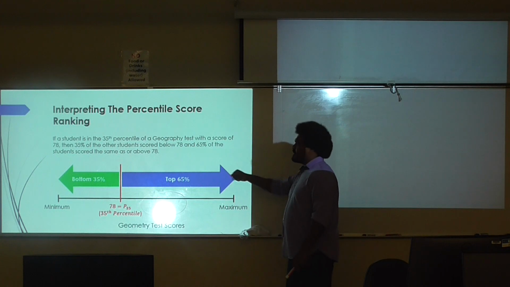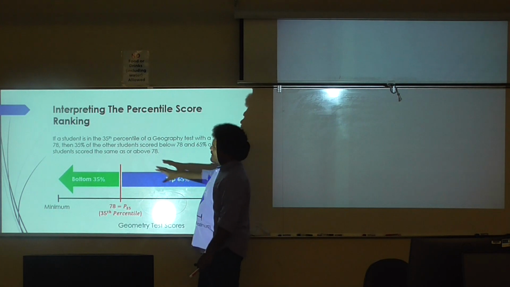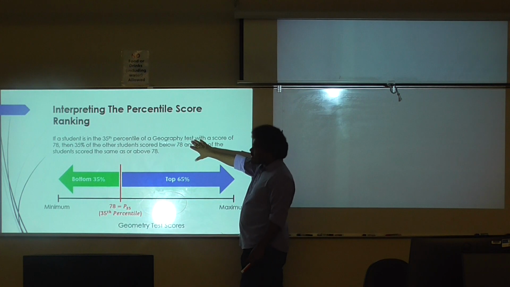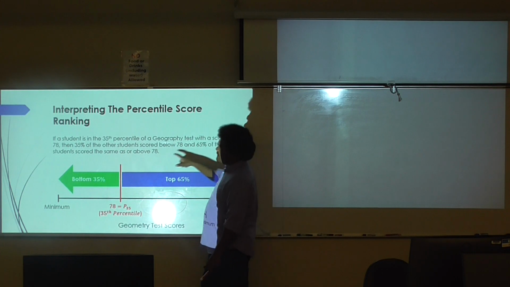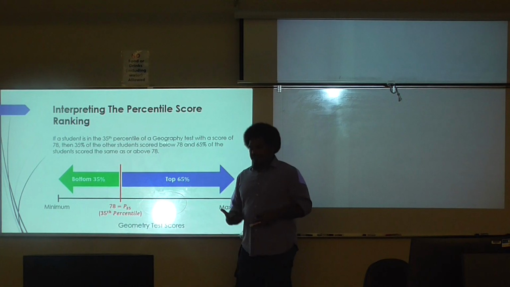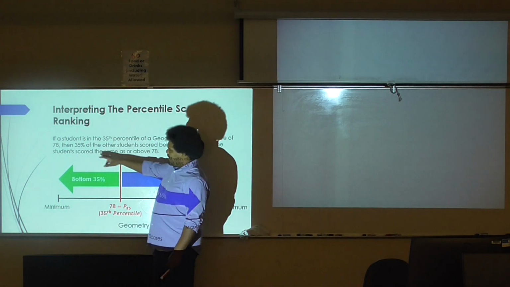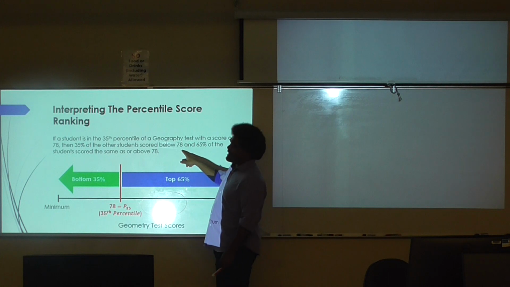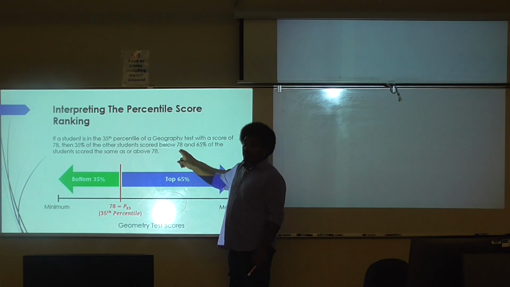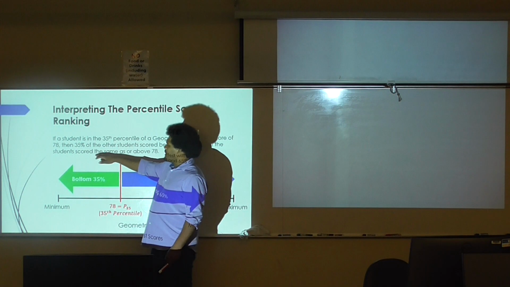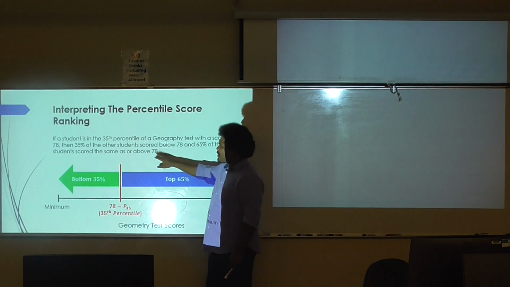Okay, so over here, if a student is in the 35th percentile of a geography test with a score of 78, how do we interpret this? Well, we interpret it by saying that 35% of the other students scored below that 78. That's the score of a particular student that we looked at. At the same time, 65% of the other students scored either the same as or above.